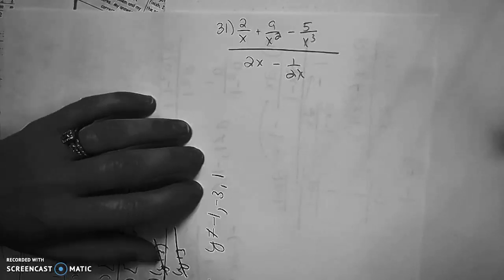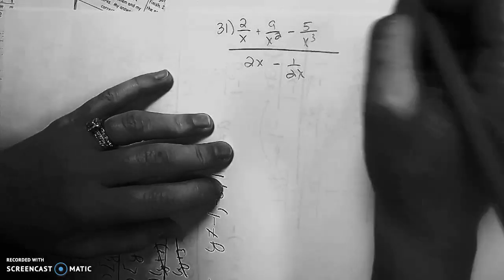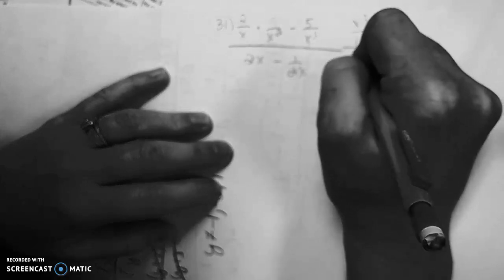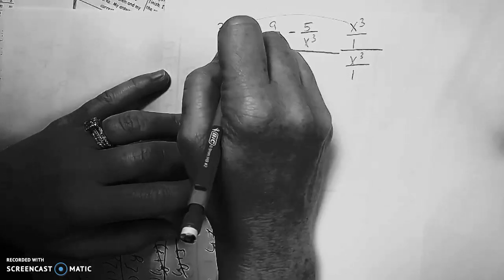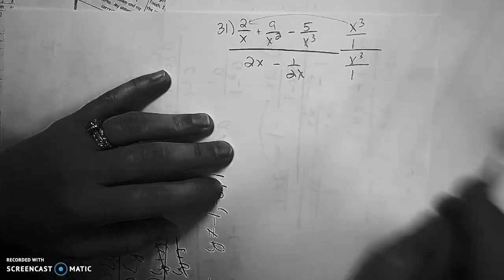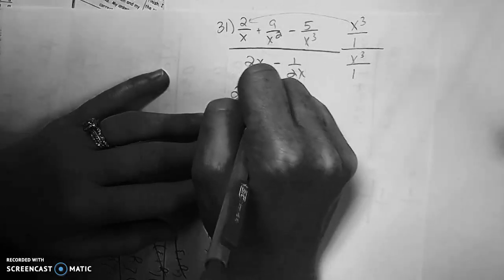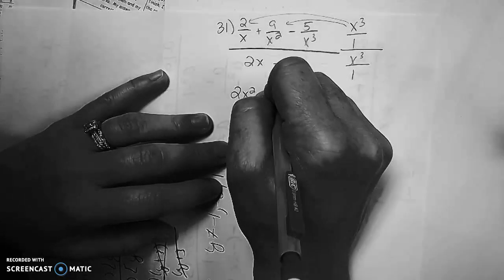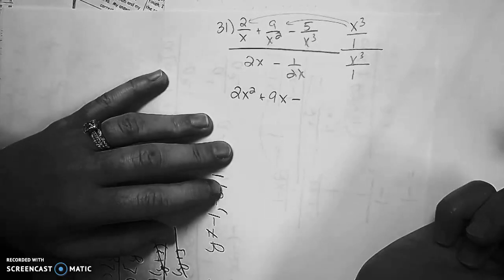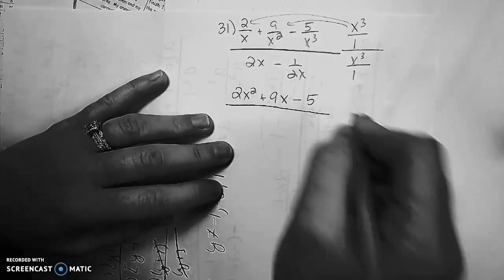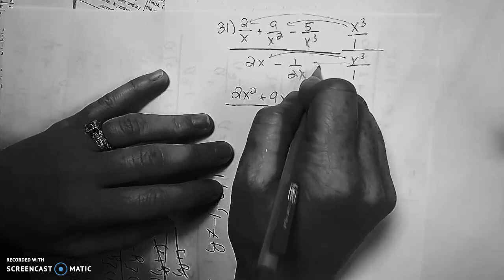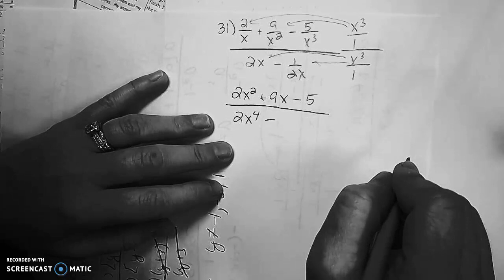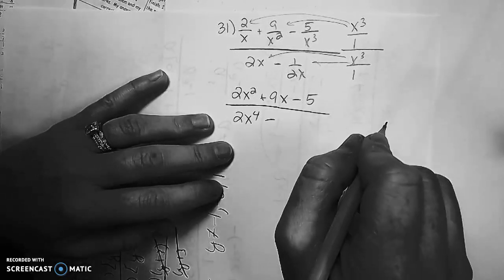As I look at 31 and all my denominators, the quantity that would cancel all these denominators would be an x cubed. So I'm going to distribute. If I take 2 over x times x cubed, I'm left with 2x squared. Plus, in my middle term here, one of the x's will remain, so I'll have 9x. Minus, and then I'm just left with 5. Okay, over. In my denominator, I'll have a 2x to the 4th minus, I'm going to have a fraction here. I forgot to grab the 2, so I'll have to come back and grab that.